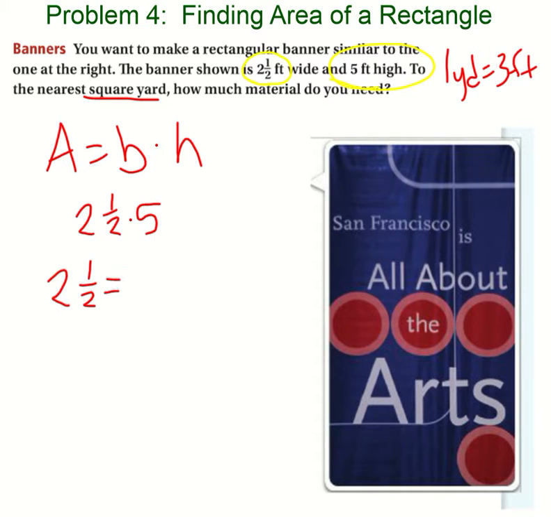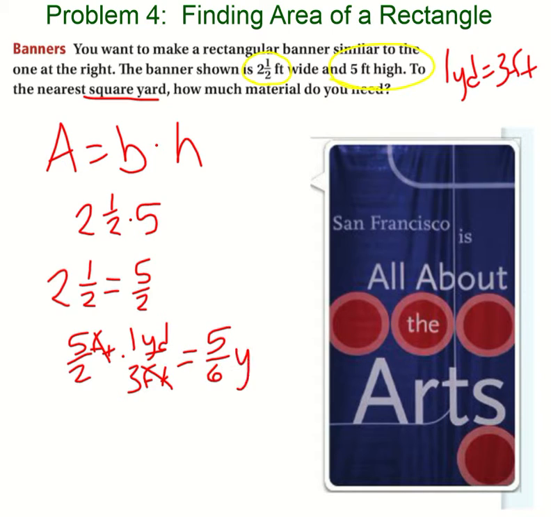So 2.5 is the same as 5/2. And remember, in 1 yard there are 3 feet, so we can write a ratio of 1 yard to 3 feet, and we can multiply these two ratios. When we multiply them, the feet cancel out and leave us with 5/6 yard.